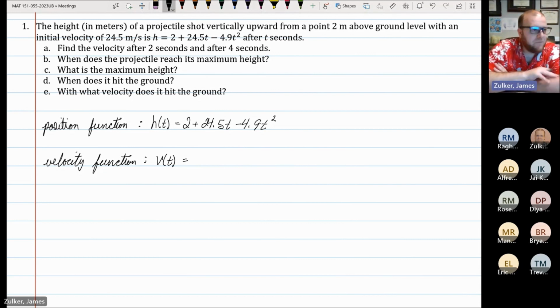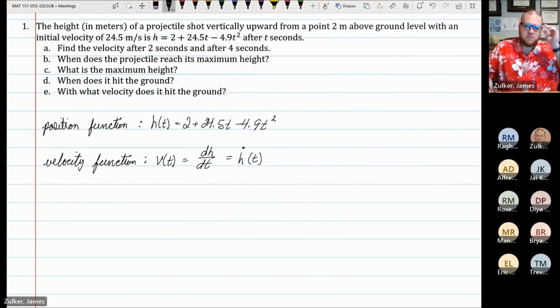Whenever we hear the word change or rate of change, we should now immediately think of derivative. Okay. Since velocity is change in position with respect to time, v of t would be the derivative of h with respect to t. Another notation that you may see me use a lot is h dot. Right, so that dot simply means derivative with respect to time.